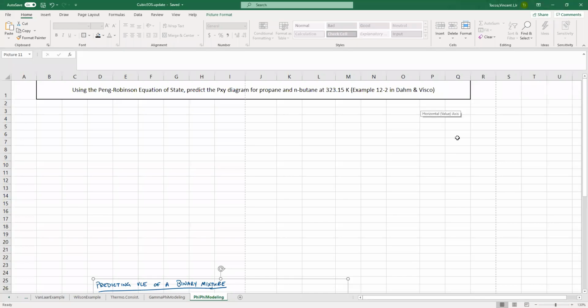For this video, which I may split into two if the solution takes a while like the last one did, I have another practice problem planned. So this one is derived from example 12.2 in the Visco textbook.